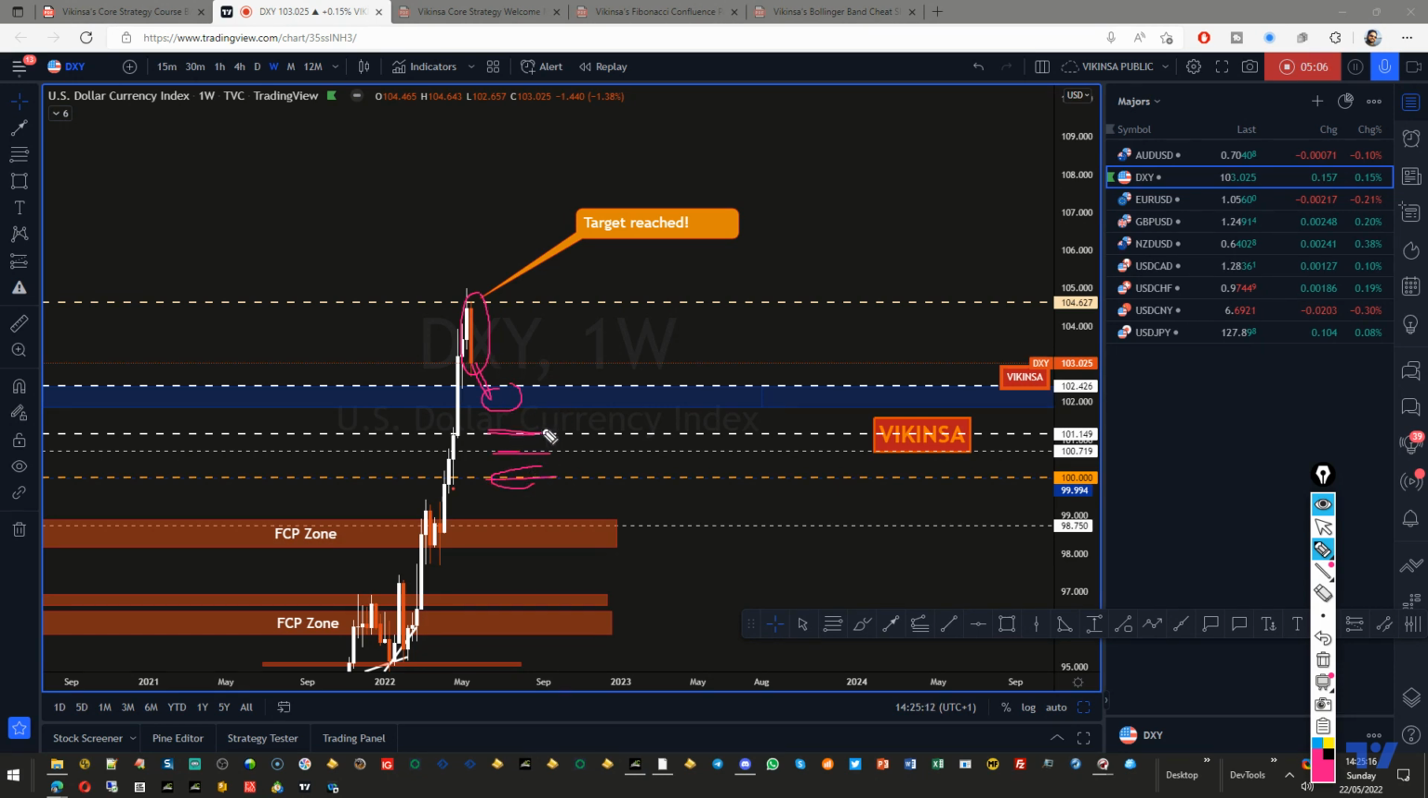and whenever it finds support, it will try to go back up into this 104, and if it breaks, then it will try to go to the 113 FCP zone. Okay, the 111 to 113 zone, and if that breaks, then we are looking at 127. So look for a bearish move into this zone.